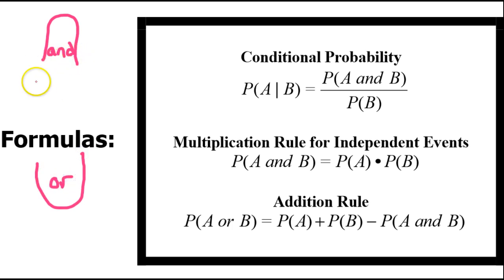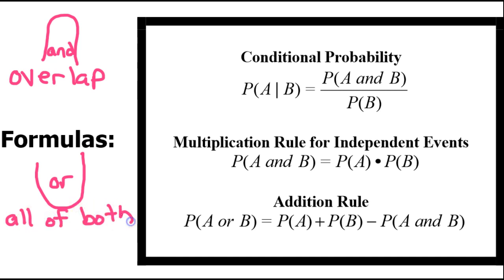So when you have an AND problem, you are always looking for the overlap. When there's an OR problem, you're going to do all of both. Also, AND is always going to be less than just one of the sets, and OR is going to be more than just one of the sets. So keep this information in mind as we do these problems.